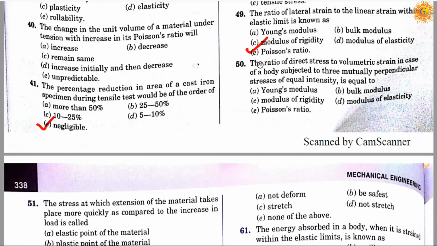Question number 50. The ratio of direct stress to volumetric strain in the case of a body subjected to three mutually perpendicular stresses of equal intensity is equal to: option A, Young's modulus; option B, bulk modulus; option C, modulus of rigidity; option D, modulus of elasticity; and option E, Poisson's ratio. Correct answer is B, it will be bulk modulus.